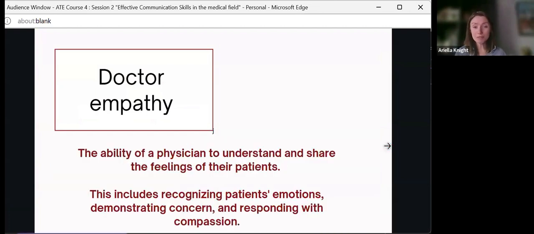So doctor empathy is the one we've spoken the most about tonight already. This is the ability of a physician to understand and share the feelings of their patients. It includes recognizing patients' emotions, demonstrating concern, and responding with compassion. So I said at the beginning that some doctors even hug their patients, but that's not exactly the standard.